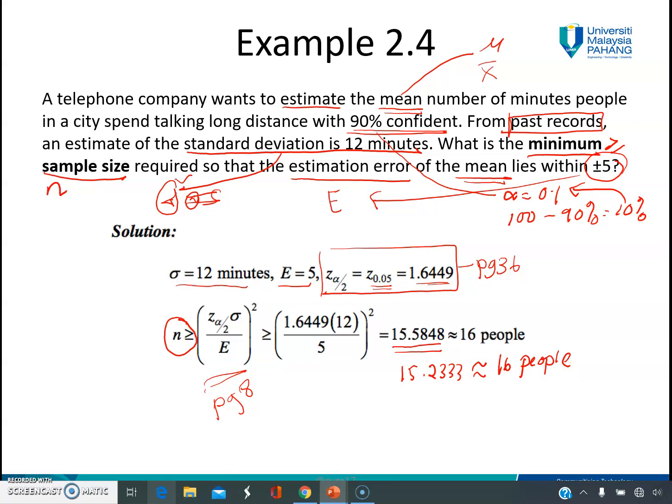Okay, so if you read, you learn chapter 2, most of it. Okay, you watch the video. So make sure you remember this is for mean. Okay, the other formula at page 8 too, the right side of the formula is for proportion. So for proportion, the formula will be different, and then the situation here is also different. Okay, alright, so I hope you understand example 2.4.